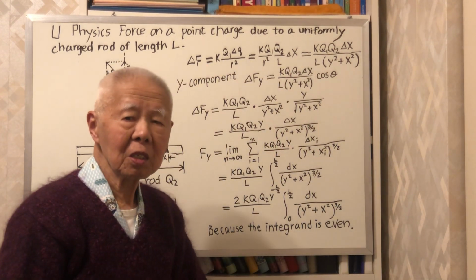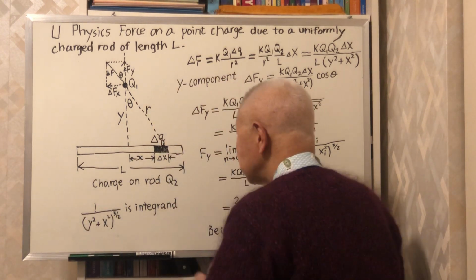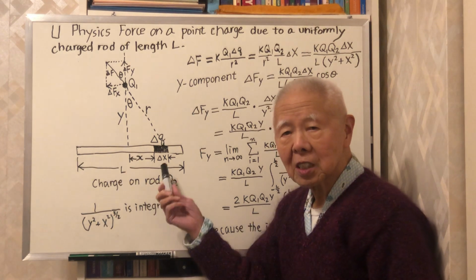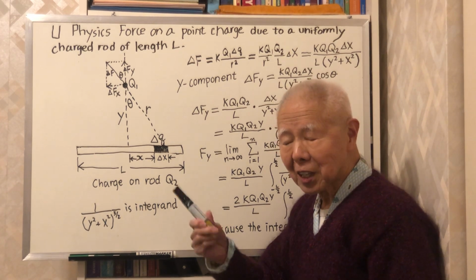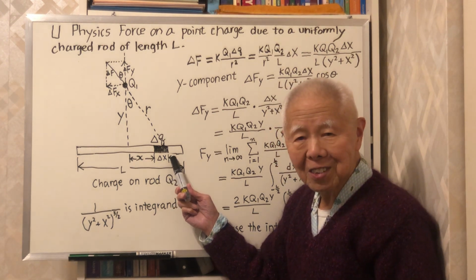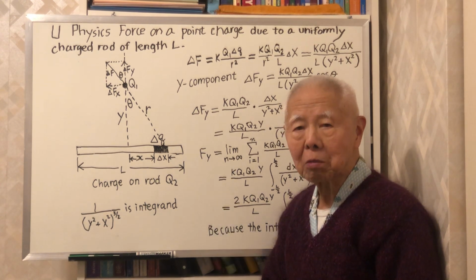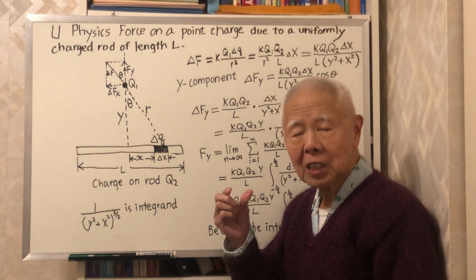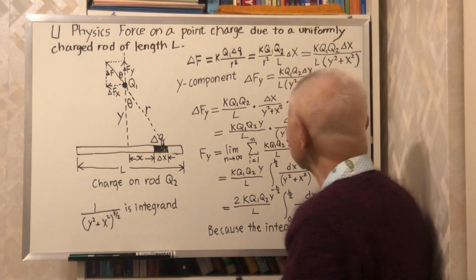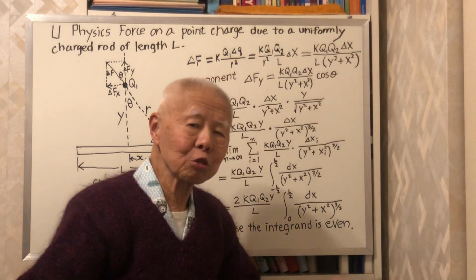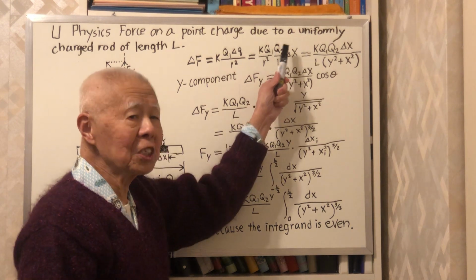Next, we need to find what delta Q is. We use proportion. For a length capital L, the charge is Q2. But now the length is not capital L. The length is delta X. Delta X is the length of the small section on the rod. So it's a proportion. For length capital L, the charge is Q2. For length delta X, what is the charge? If you know how to do the proportion, then delta Q should be this.